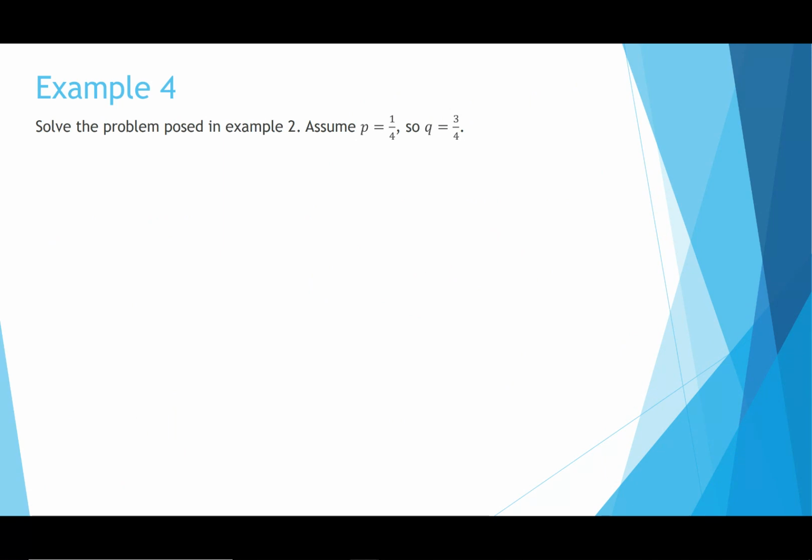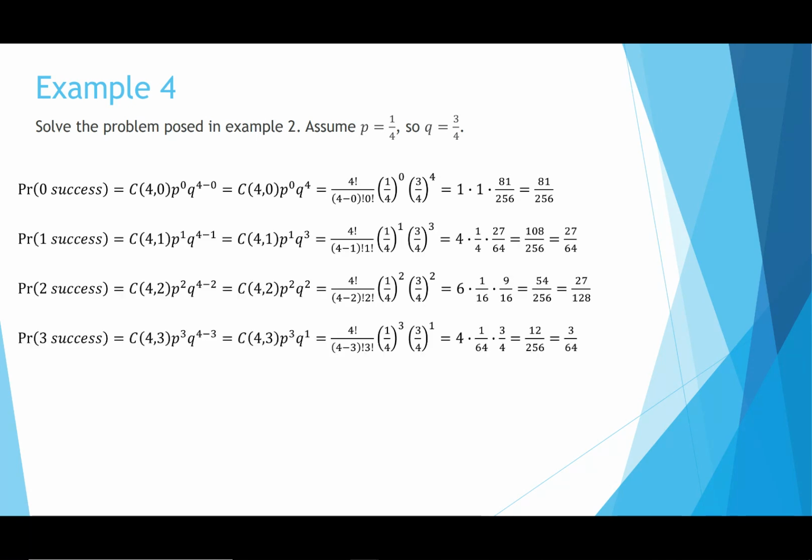All right, so solve the problem. Example 2. Assume the probability of success is 1/4 and the probability of failure is 3/4. So remember example 2 had that big, what was that? The big table? Or the big tree diagram. So I'm going to go ahead and put all the math on here just to save time in the video, but I'll try to explain it the best I can when everything's there.